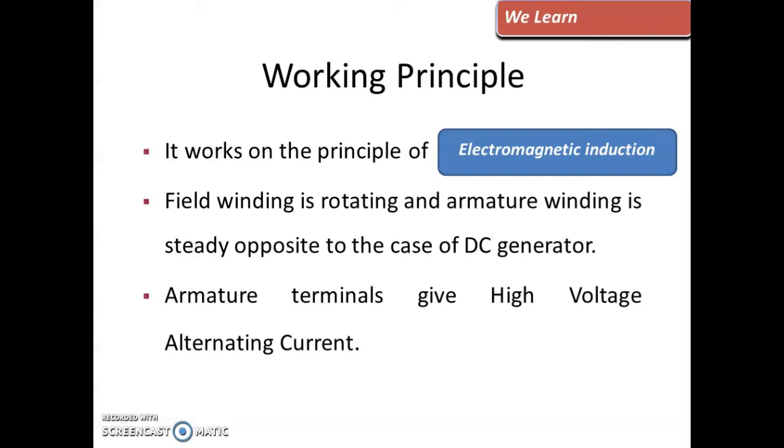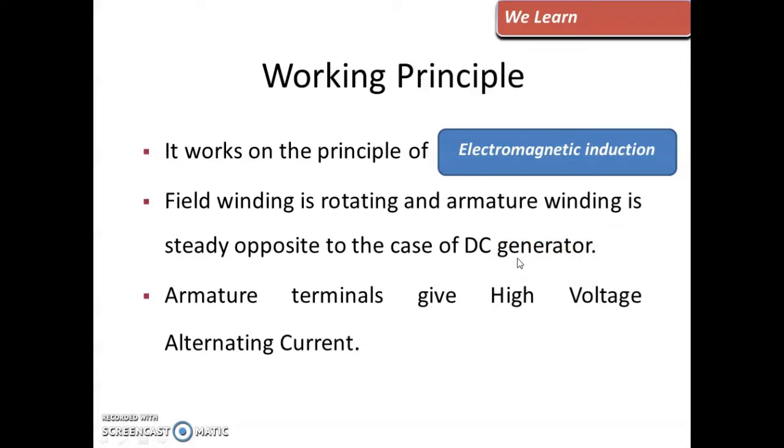Here in the alternators, there are two types of winding present: field winding and armature winding. Field winding is present on the rotor of the alternator and is the rotating part of the machine. Armature winding is the stationary part of the machine. It is exactly opposite to the case of DC generator, where we have stationary field winding and rotating armature.